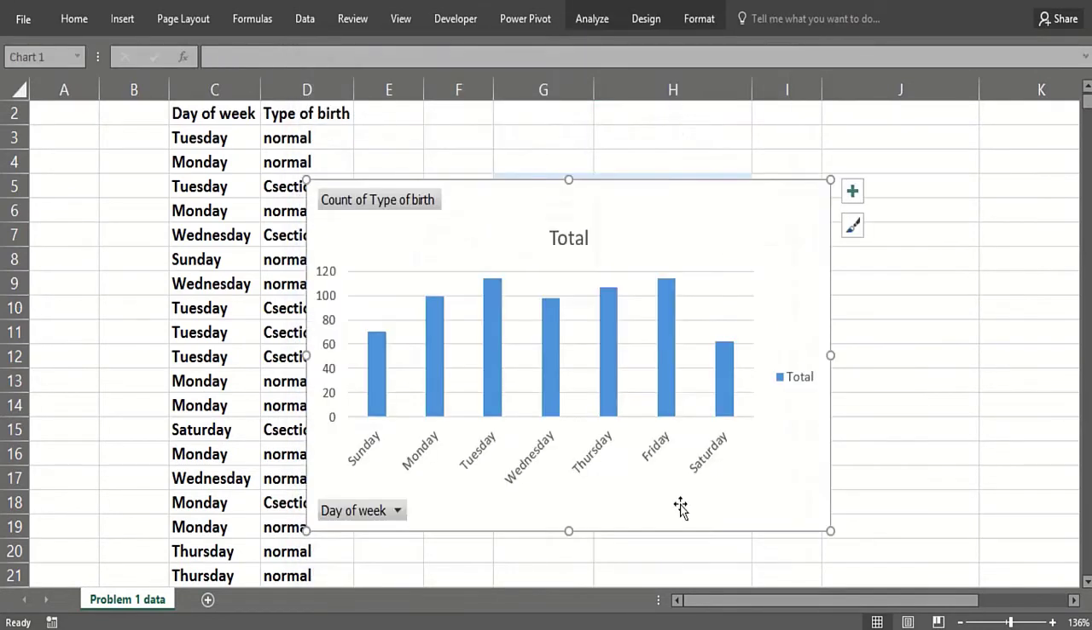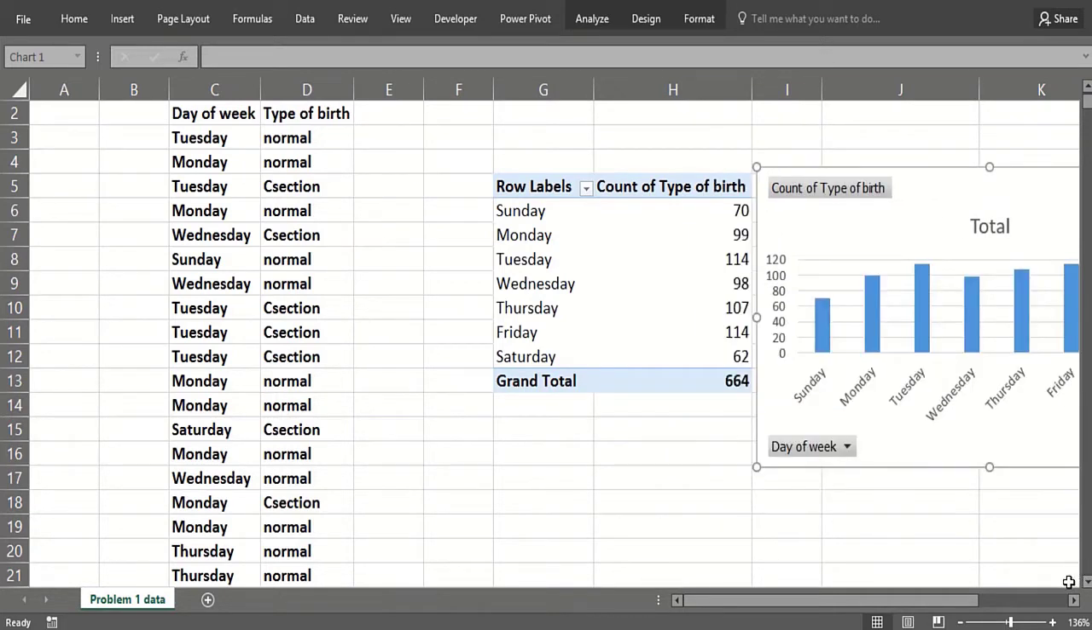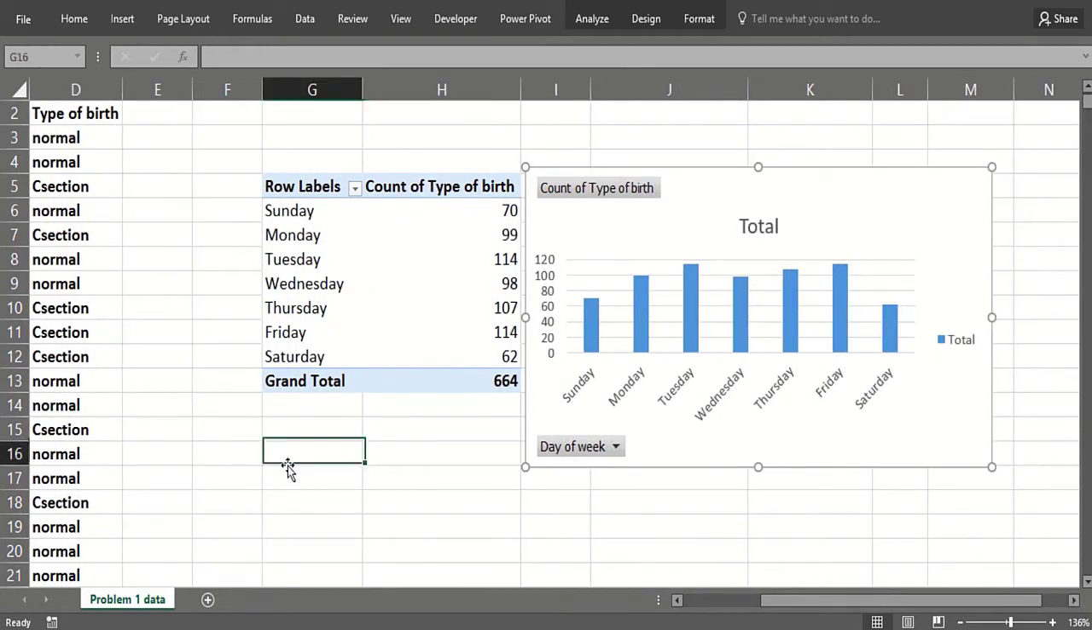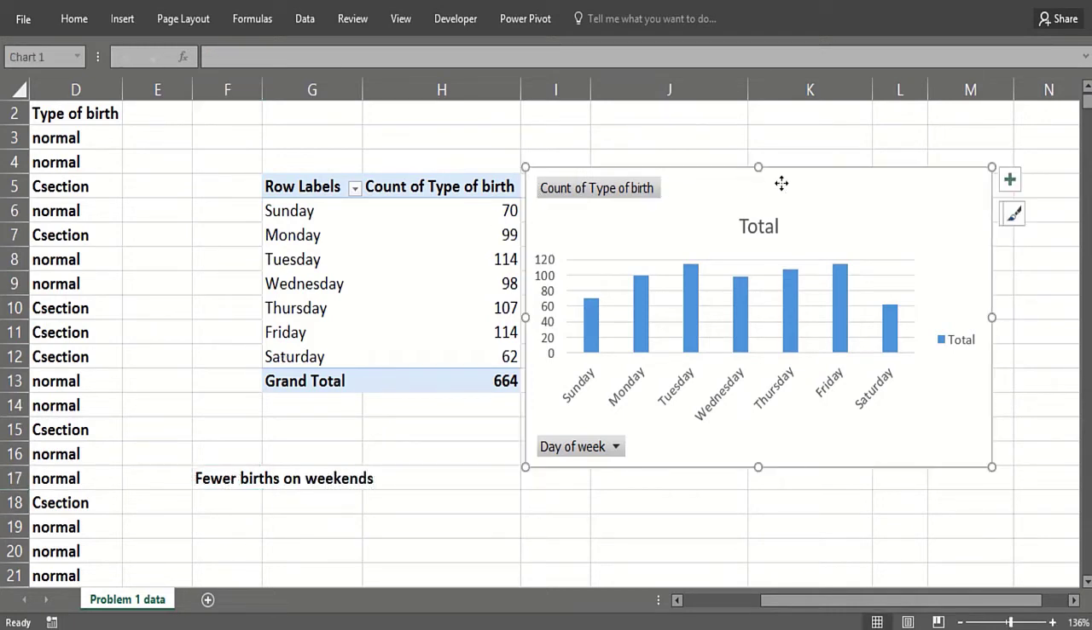And that looks good. Make it a little smaller. Okay, so what we can see if you look at this chart is Saturday and Sunday there are fewer births. Fewer births on weekends. Now you can guess why this is. We have the data on whether it was a C-section or not, right?